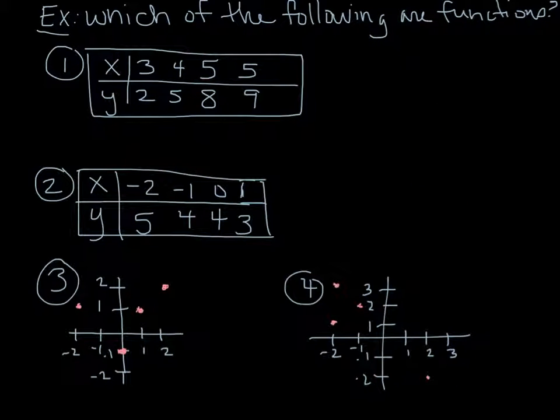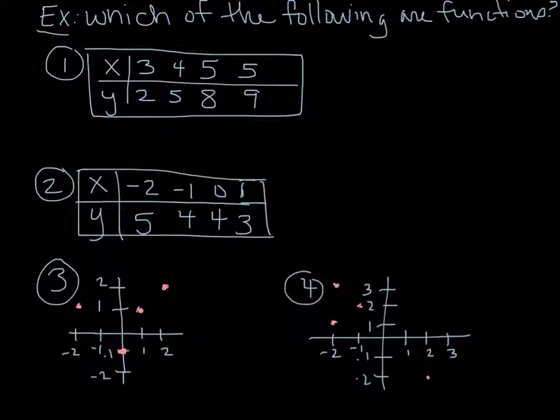So let's do some examples. I'm going to ask you which of the following are functions. And actually, I'm going to add something to the directions. If something is a function, we're going to find the domain and the range. Remember, once again, a function has exactly one output for every input, exactly one y value for every x value. In this case, we have three possible x values.